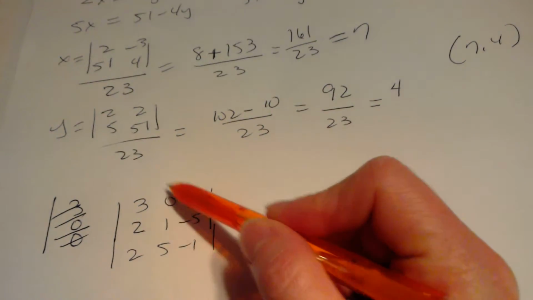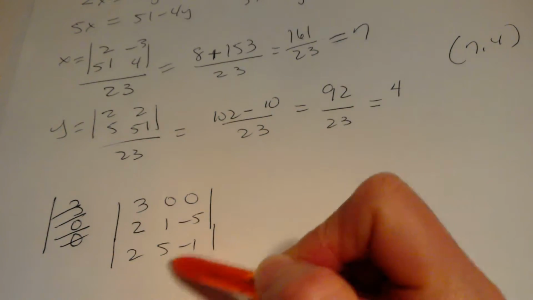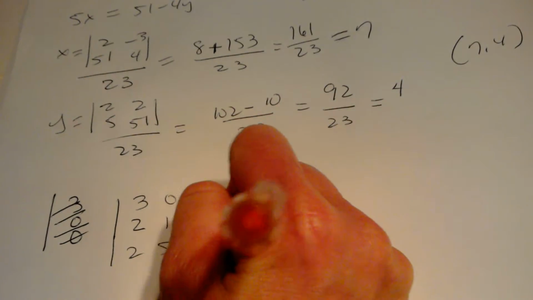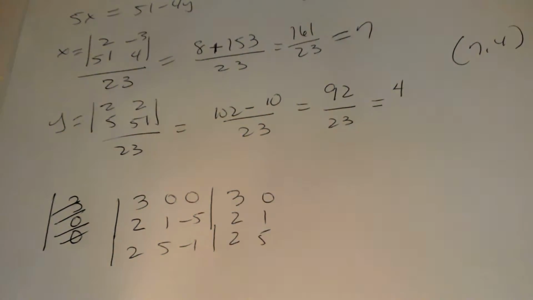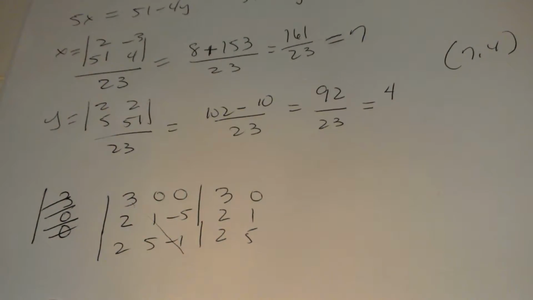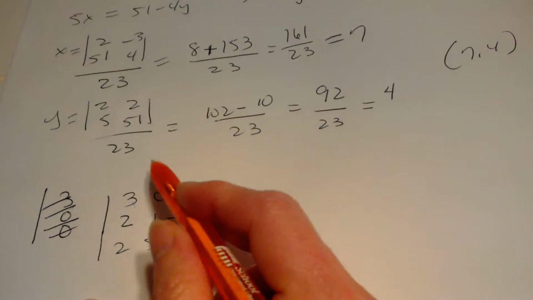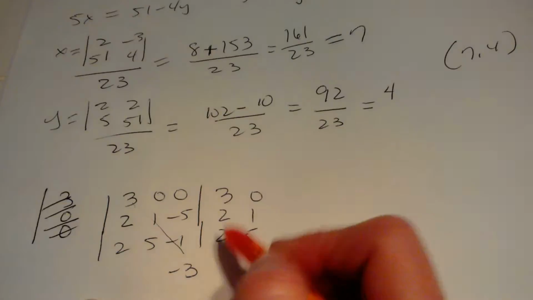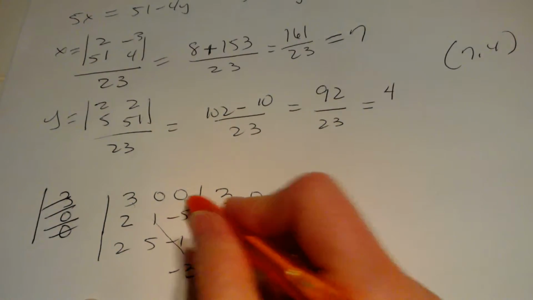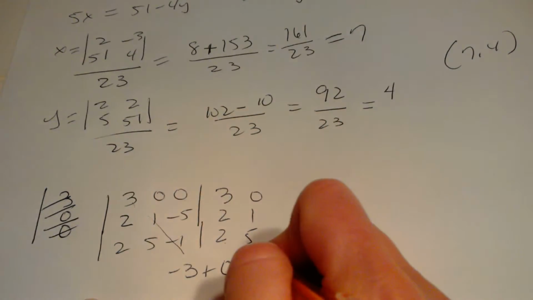To find the determinant, we're basically doing the same thing. We're going to multiply down our diagonals and then subtract multiplying up our diagonals. To make it easier, we're going to rewrite the first 2 rows. Now I'm going to multiply down this diagonal, and that's going to give me a negative 3. Multiply down this diagonal, 0, negative 5, 2, that gives me 0. Multiply down this diagonal, 0, 2, 5, that gives me 0.